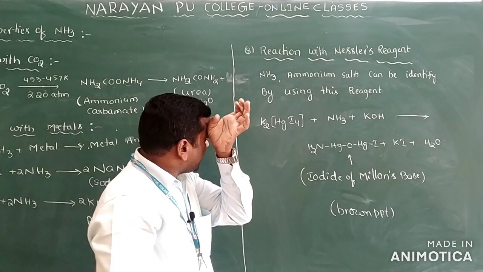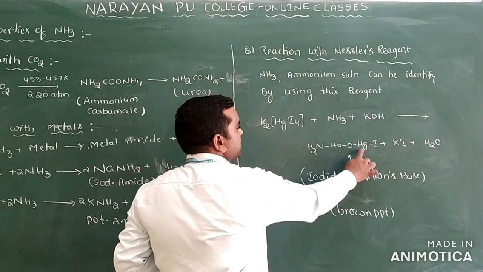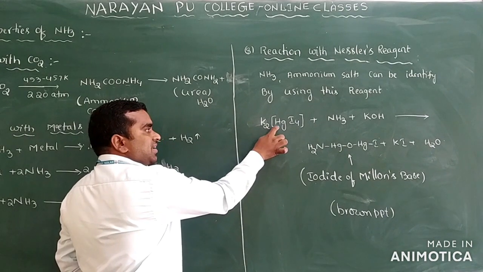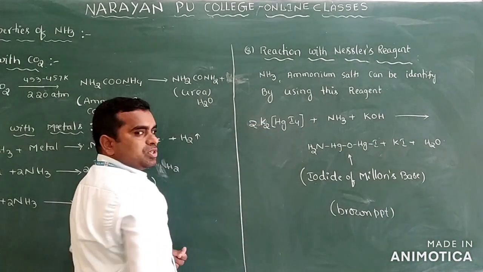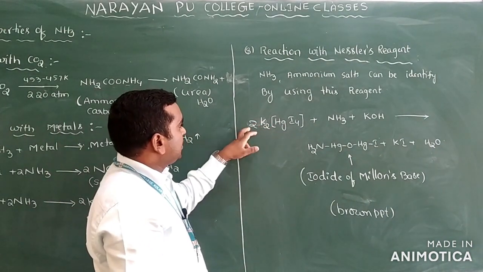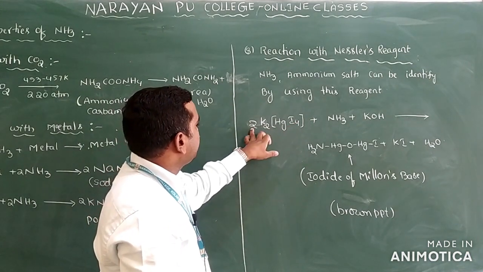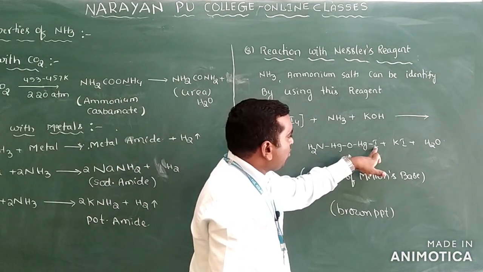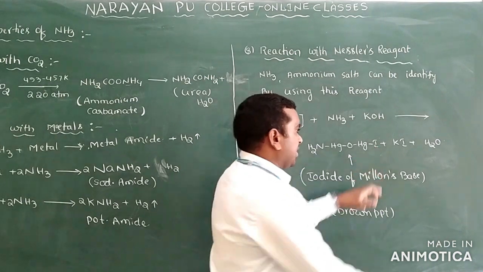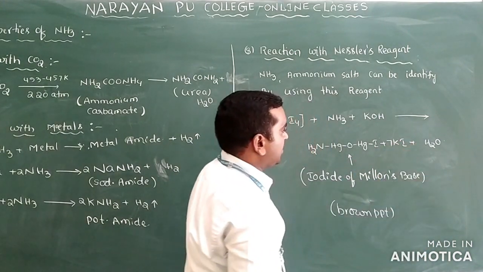Now balance the equation. Here you see how many Hg atoms are there? 2, but on the reactant side only 1 is there. Multiply this one with 2. When we multiply this with 2, how many iodine atoms will there be? 2 into 4, 8. But here we have already used 1. So how many are left? 7. So I will multiply this one with 7.